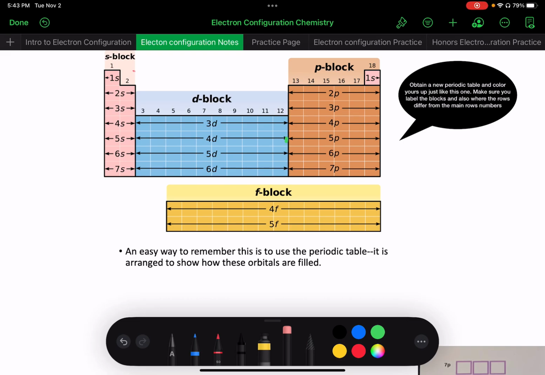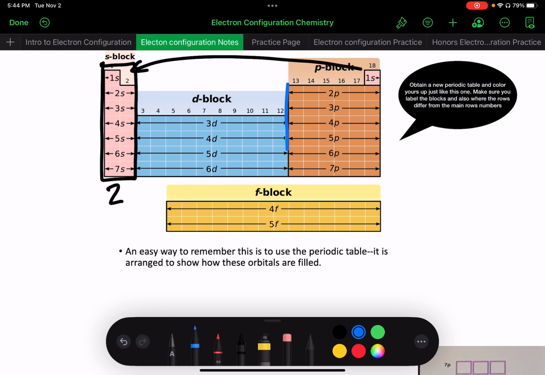Okay, one thing is I would like you to obtain a new periodic table and mark it up just like what I have here. These are the orbitals that we mentioned before about S, P, D, and F. And one of the first things I want you to notice about this is if we look at the S block, and helium belongs over here as well, I have two blocks.